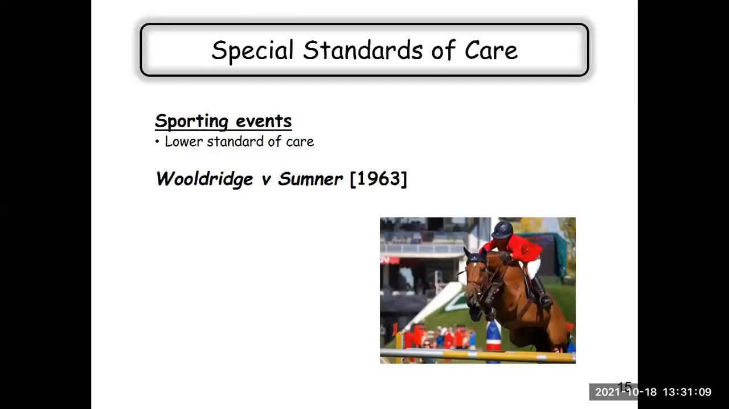With regards to sporting events, we've got a lower standard of care because many sports are inherently risky. The chances of being injured in a football game are much higher than being injured if you walk on the pavement outside of your home, for example. We have a correspondingly lower standard of care for sporting events. And the idea here is that you willingly engage in an activity where you know that there is a risk of injury. So, for example, the case of Wooldridge versus Sumner, this was a case where a photographer taking pictures at a horse event was injured.